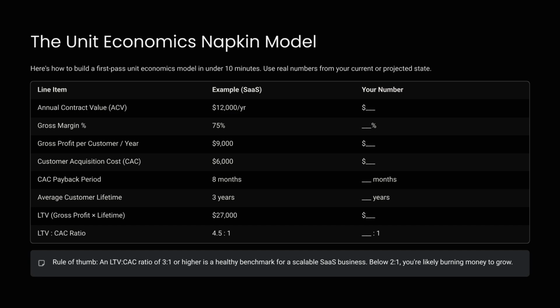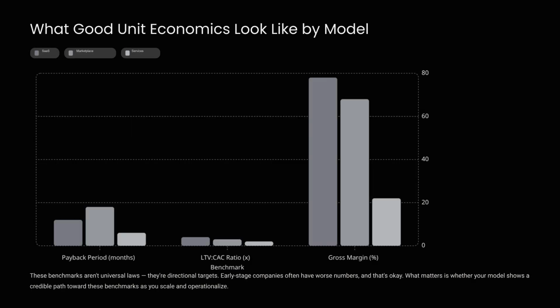Revenue per customer, including ACV and LTV, sets the ceiling for what you can afford to spend on acquisition and service. Cost to acquire, or CAC, is the total sales and marketing spend divided by new customers.